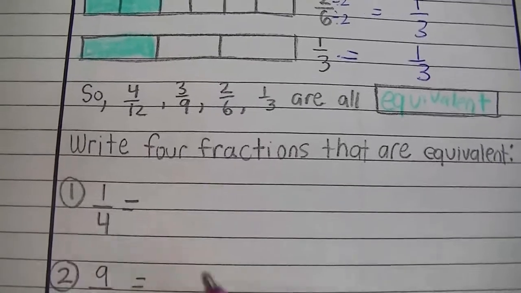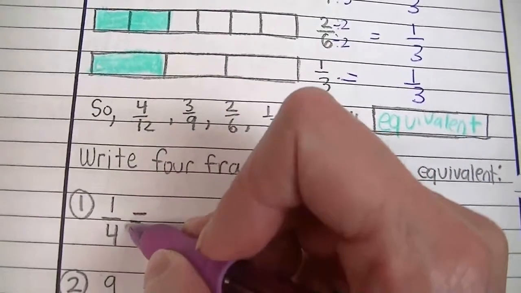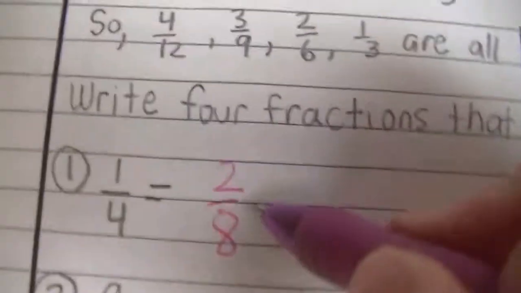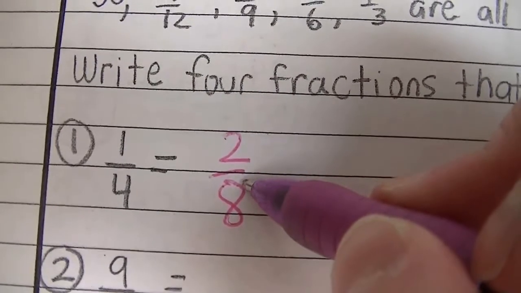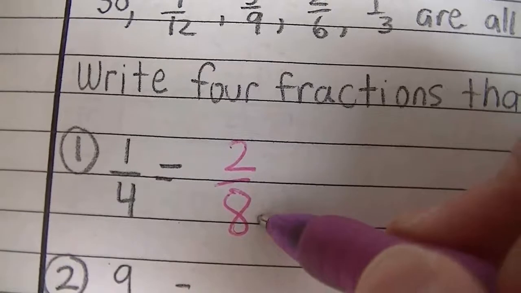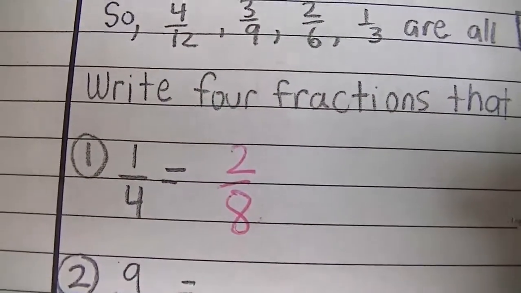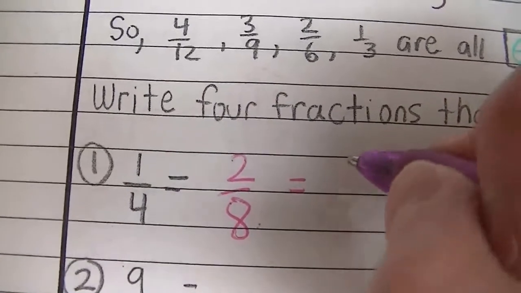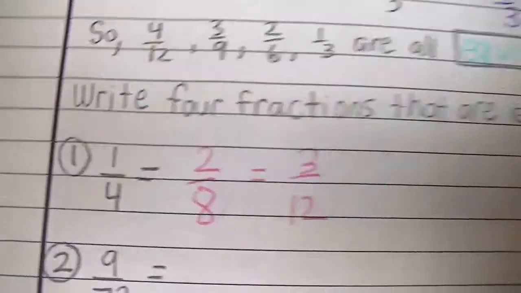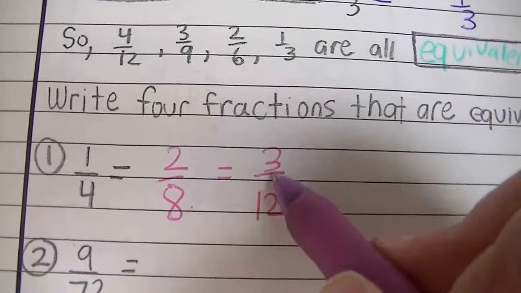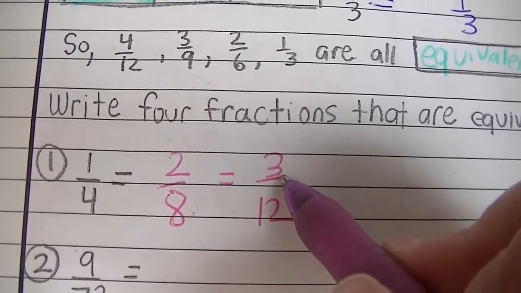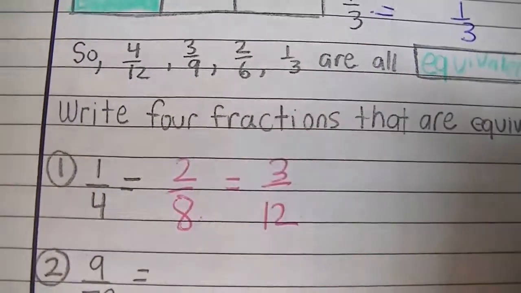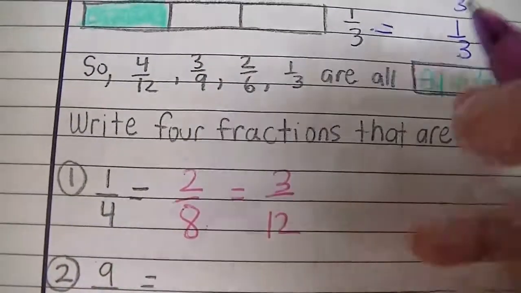So 4 fractions are equivalent. Well, what's equal to 1/4? Well, 2/8. Because when I simplify 2/8 all the way down, divide by 2, it equals 1/4. So I know 2/8 is also equal to 1/4. Another one would be 3/12. Okay? When I simplify 3/12 all the way down, if I divided by 3 and divided by 3, I would end up with 1/4. So I know that all 3 of these are equivalent.